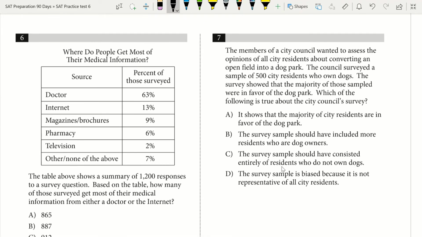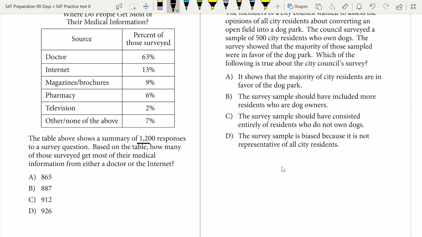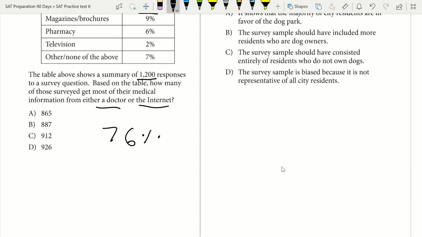All right, moving on to question 6. Where do people get most of their medical information? The table above shows a summary of 1,200 responses to a survey question. Based on the table, how many of those surveyed get most of their medical information from either a doctor or the internet? Okay, we need either a doctor or the internet. So that means we have to take the sum of the doctor and the internet's percentages. So 63% plus 13% is going to give me 76%.